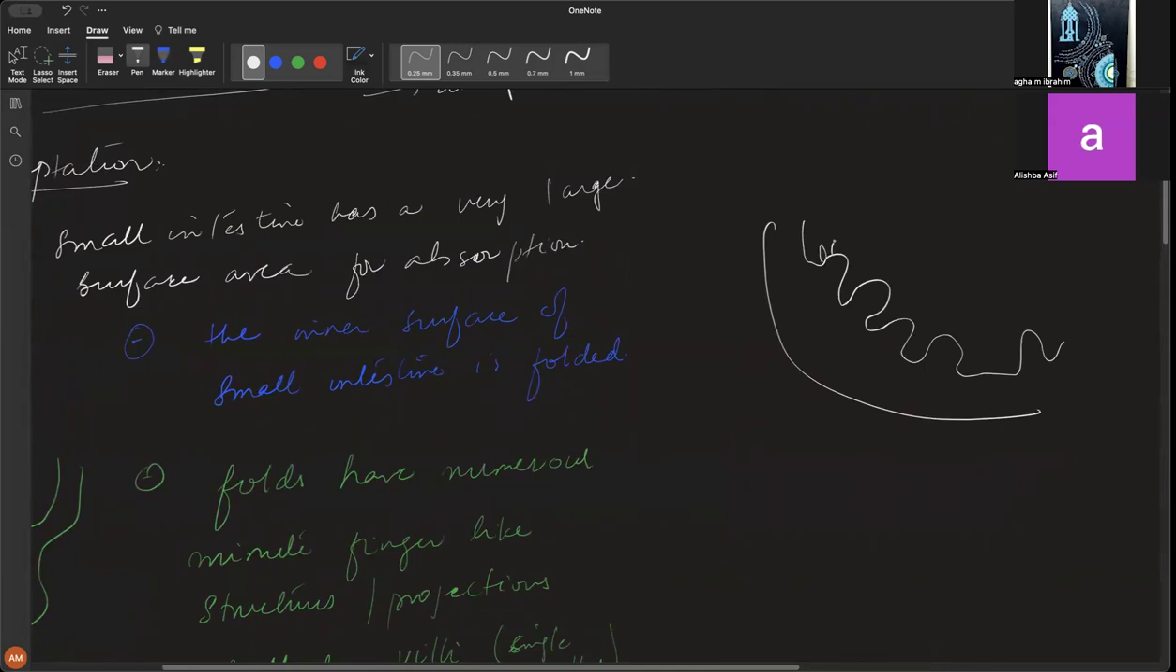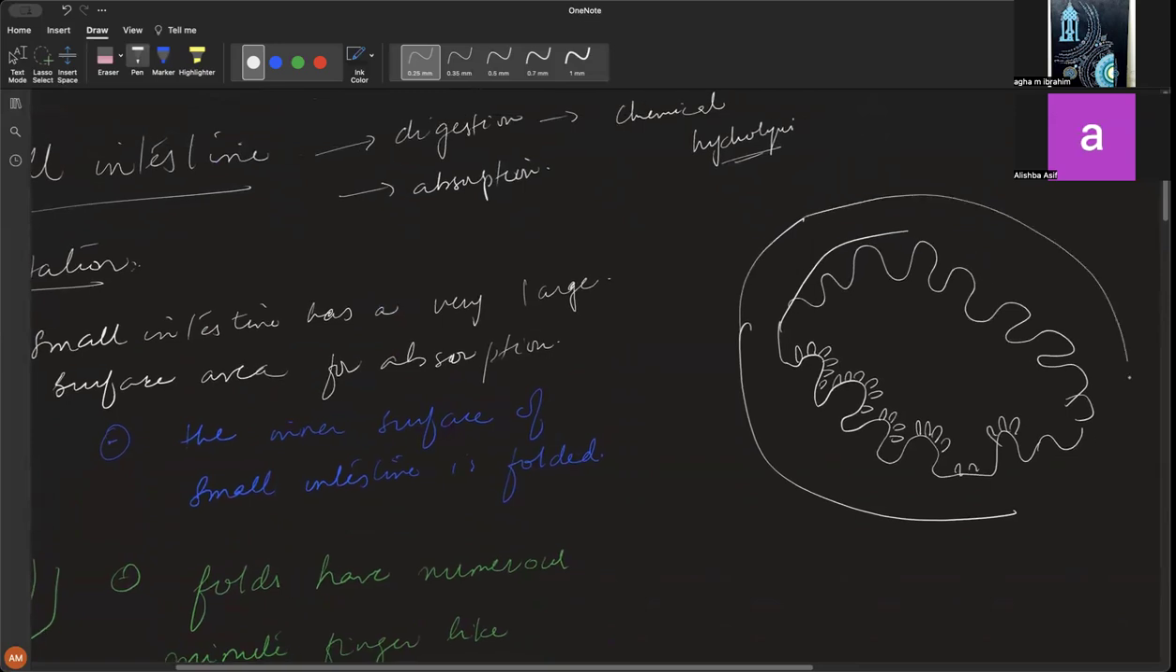and on each of these folds there are multiple small villi, finger-like projections on each of these folds of the inner layer of the small intestine. You understand? This is how it is in the circular form. So generally it is going to be like this. There are folds like this in all of it, the lumen, and then there are inner finger-like projections on each of these folds.